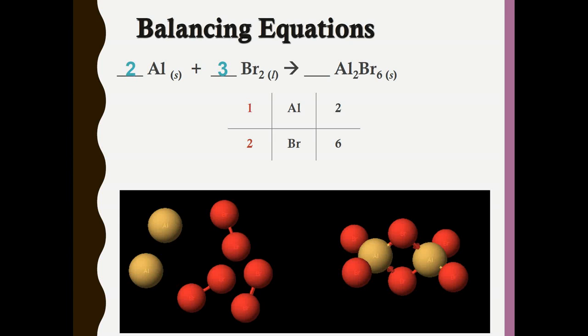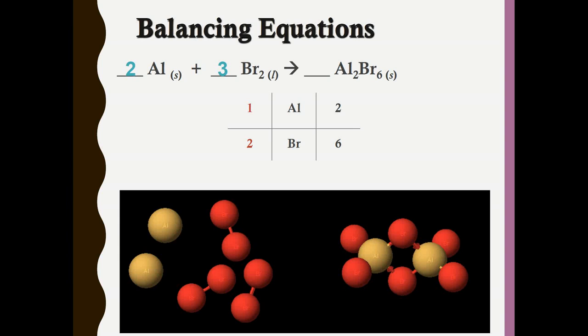Now, if you go by the first technique, you can just make 3 columns, and in the middle column you can write down the elements that are in the equation. On the left side, you can put down all the element numbers that are on the left side of the equation, and on the right side, you can put down the element numbers that you have on the right. So for this equation, I have 1 Al on the left side, but 2 Al on the right side. For bromine, I have 2 bromine on the left side, but 6 bromine on the right side.